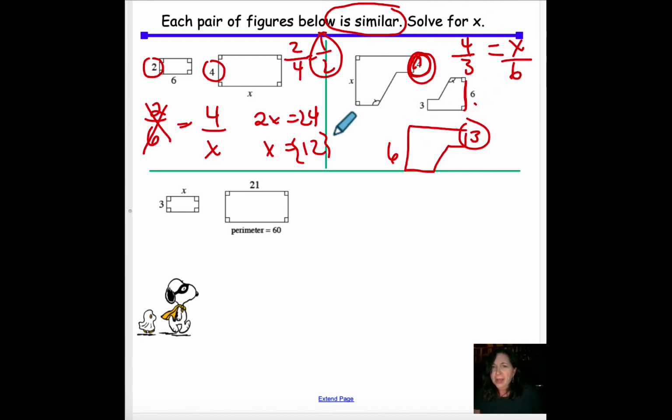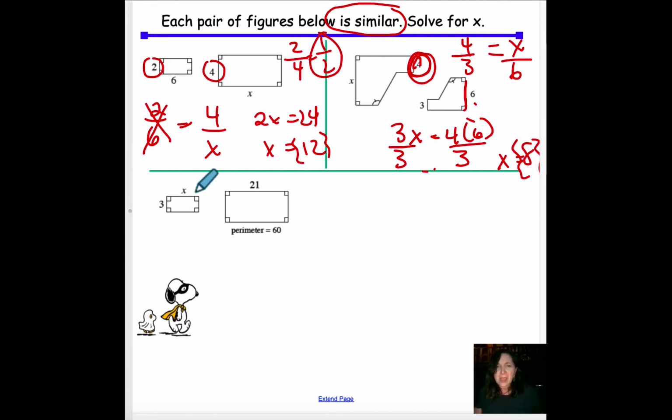Cross multiply, I get, let me erase this now. I get 3x, 3 times x. 3x is equal to 4 times 6, which is 24. Divide both sides by 3, and I get x equals 8. Okay, put that in the solution set.